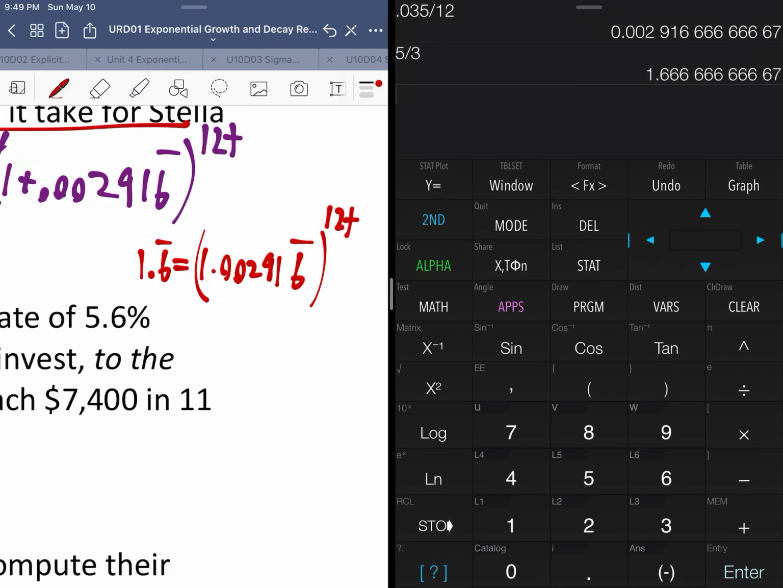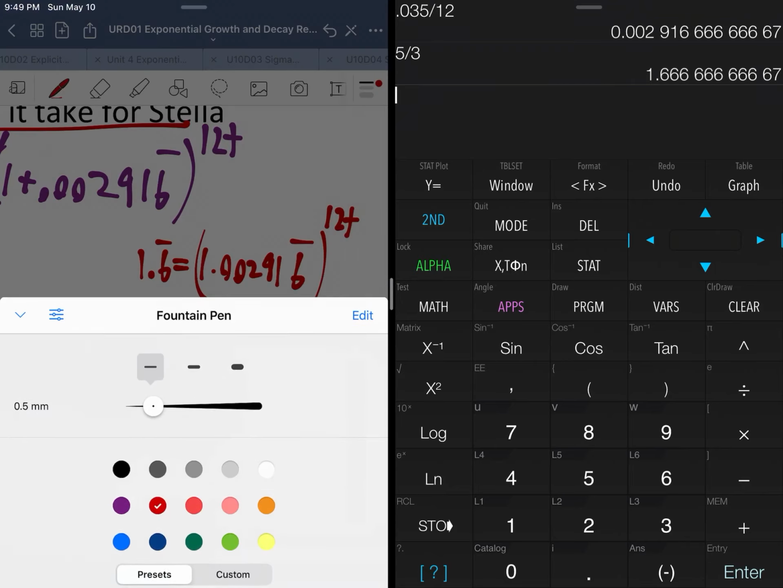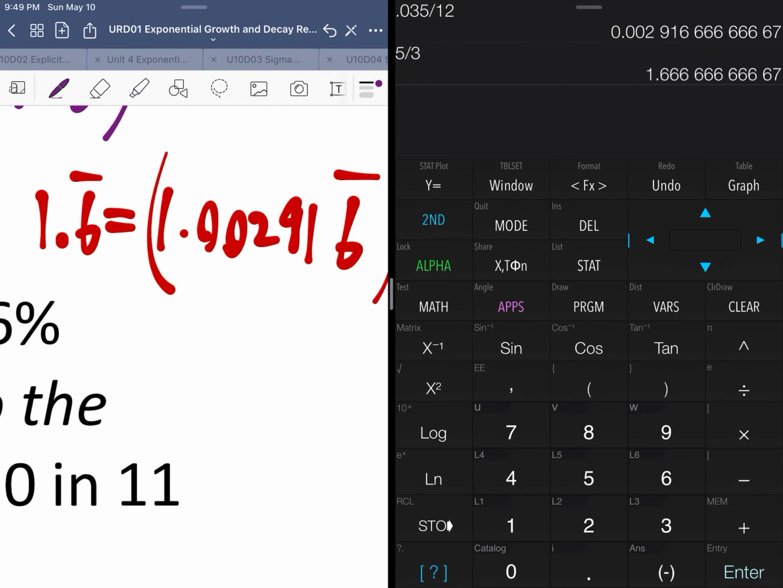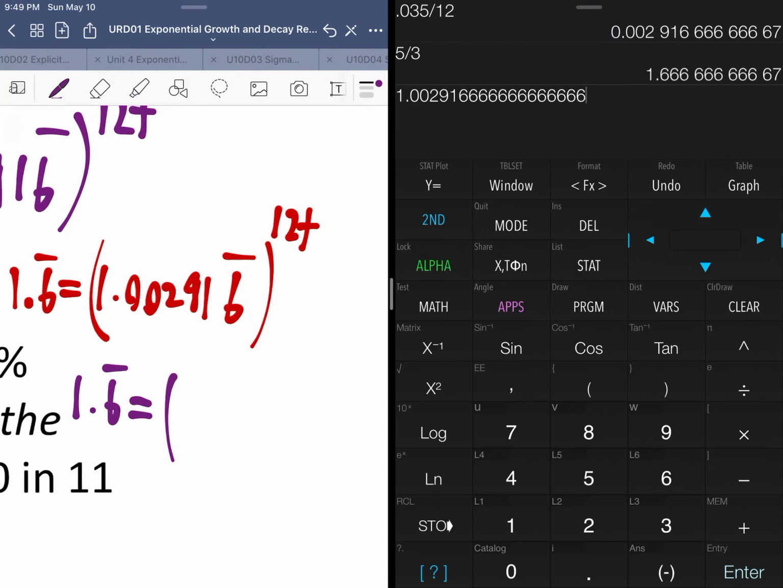12t power. All right, so now I'm going to do what we did in the previous problem on the other side. I'm going to bring that 12 inside using the exponent rule so that the t is by itself. So I'm going to write 1.6 repeating equals, now I'm just going to take the 1.00291666666666666, raise that to the 12th power. So I'm bringing the 12 inside the exponent.